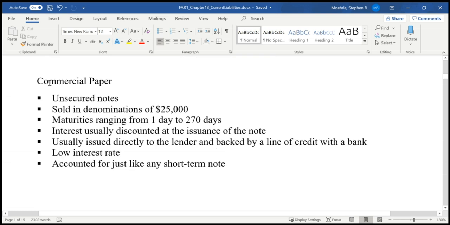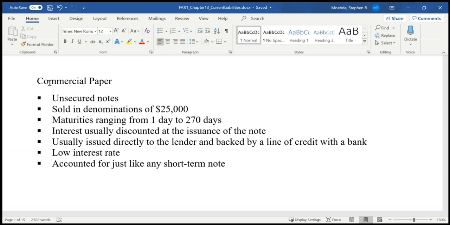Commercial paper. You'll see this with big companies. Commercial paper is a current liability. These are unsecured notes. They have no security. They have no collateral associated with them. They're typically sold in denominations of $25,000, and their maturities range from literally one day to about 9 months, but most of them are very, very short term, a very few days. 270 days is about 9 months. The interest on the commercial paper is usually discounted at the issuance of the note.